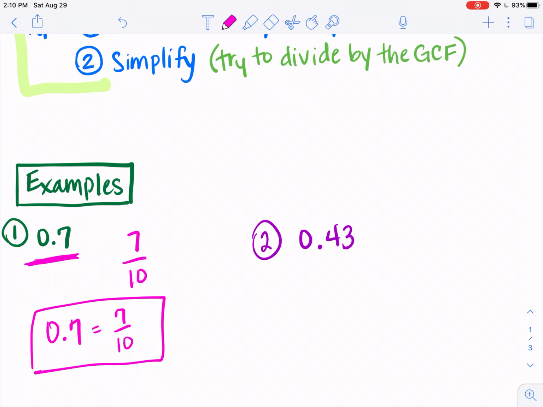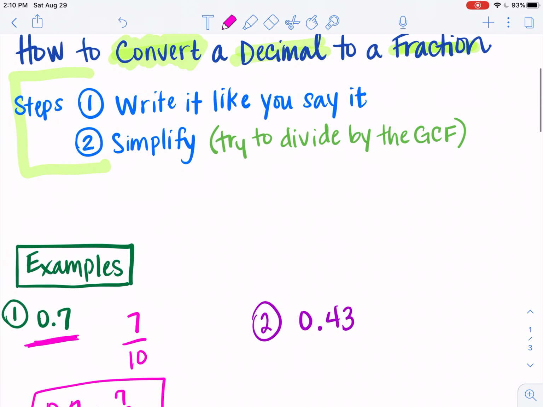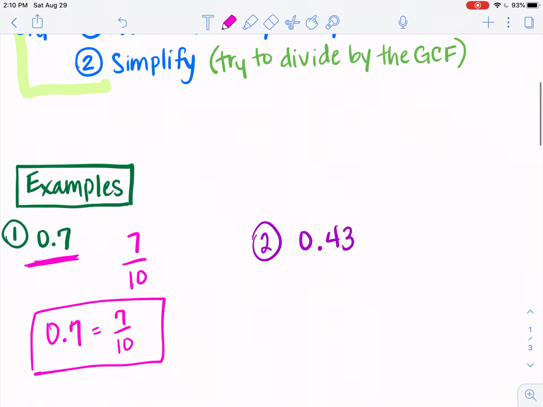These two things are equivalent. One's a decimal, one's a fraction, but they have the exact same value. You did it. You converted your first decimal to a fraction. All right, let's look at the second one. How would you say this one?